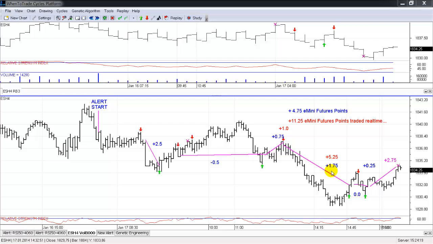If you count up the results for the day now, 2.5 minus 0.5 is 2, plus 1 is 3, plus 5 is 8.25, 8.5, and then 11.25. So the red totals are now correct, and the blue one here is a wrong number. I just wanted to correct it after the close so that you have the update here. The full result for the day was 11.25 eMini futures points traded for today's trading.